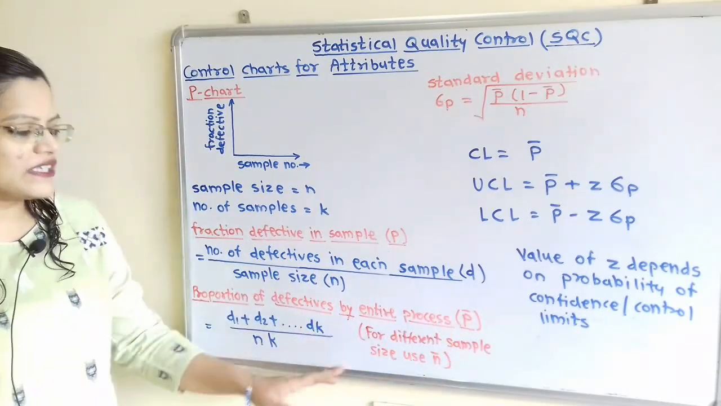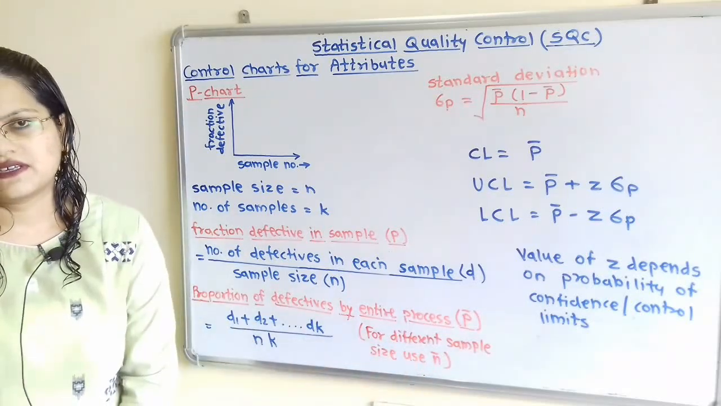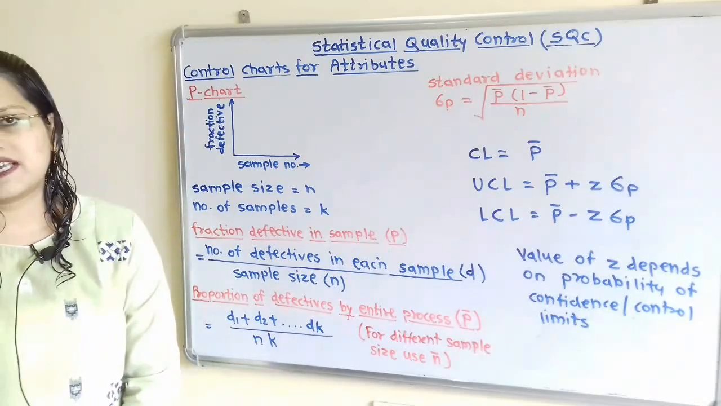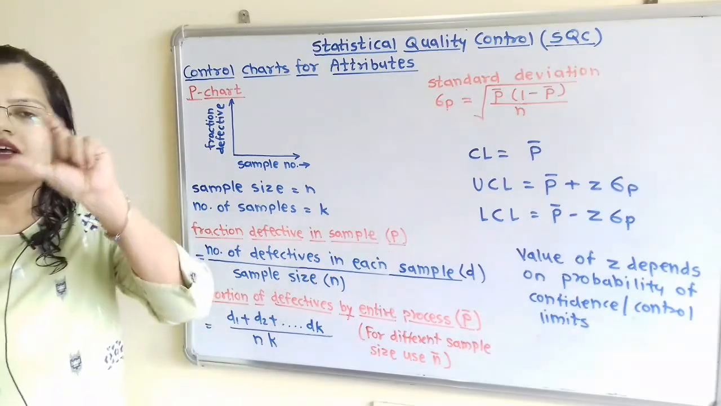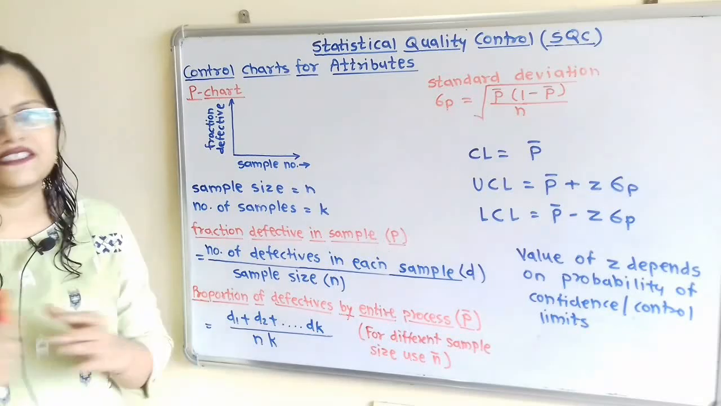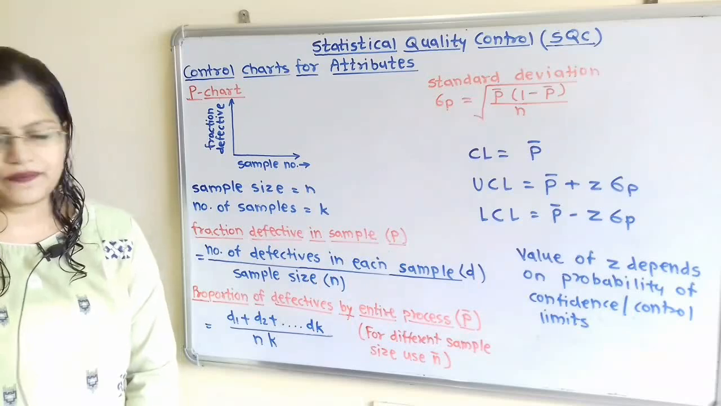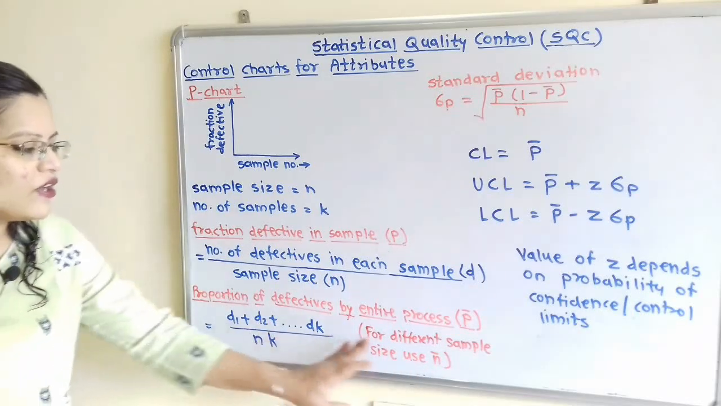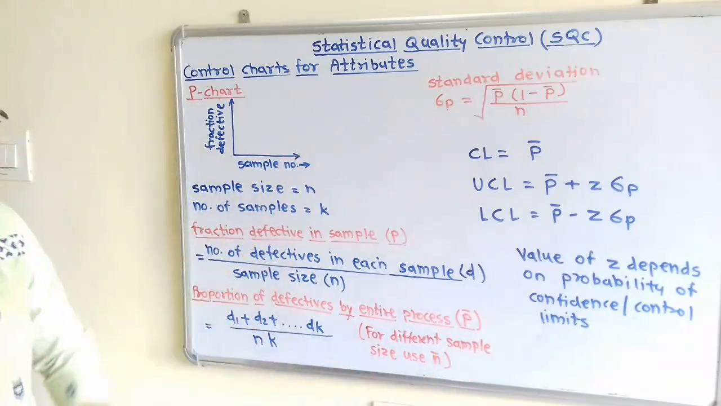Now suppose in the question different sample sizes are given, then how to take the value of n? If the sample size is different for the first sample, for the second sample and so on, then we have to take the average value, n bar, and use n bar instead of n for the different sample sizes. Now we will move on.